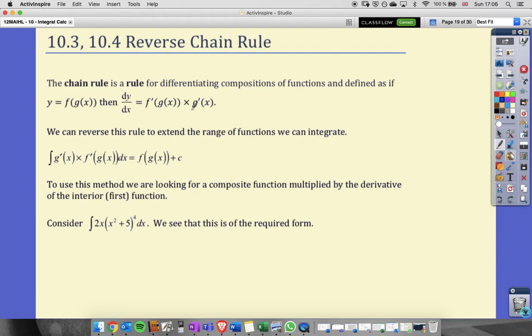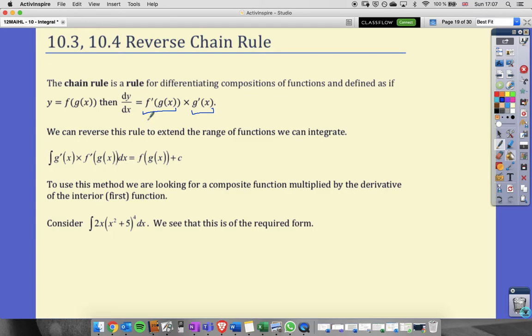And what we ended up with was both a product and a composite. So we had a composite function multiplied by another function. And that other function, of course, is the derivative of the inside function. So we can reverse this rule so that we can integrate a wider range of functions. And just as with differentiating, we're going to look at two methods.